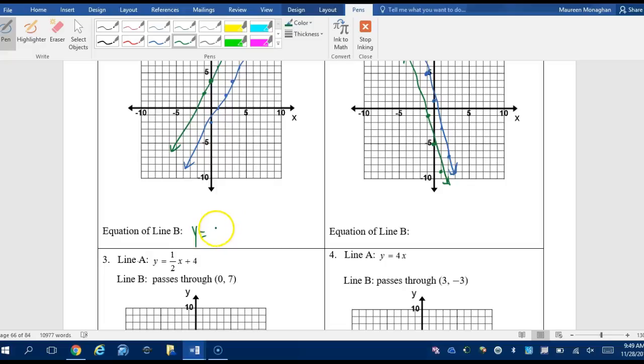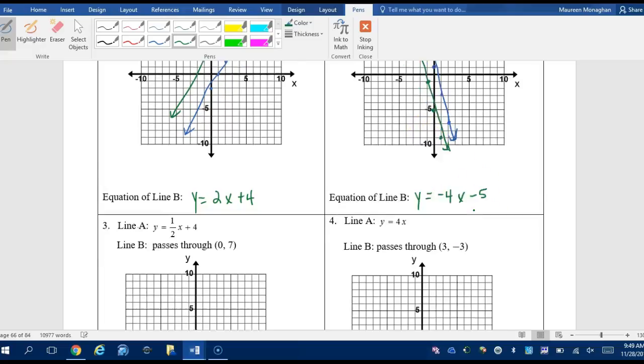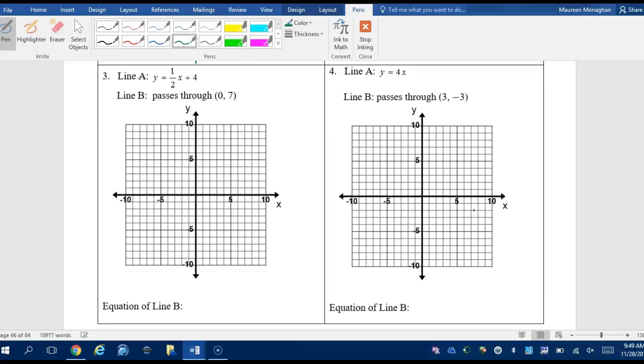So line B, it's the same slope. That one was up 2 over 1, 2x, and it goes through 4. This one had a negative slope of 4. And where did it go through? -5. Okay. I just couldn't see that on my screen. Okay. Can you do these two on your own? I'm going to pause it, and then you check and make sure you got them right. Okay?